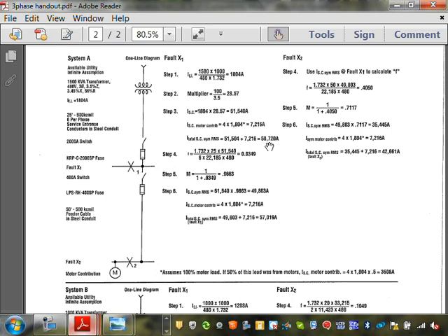Any comments, guys? Any questions? Comments, questions about that? So that's how to do the calculation by hand.